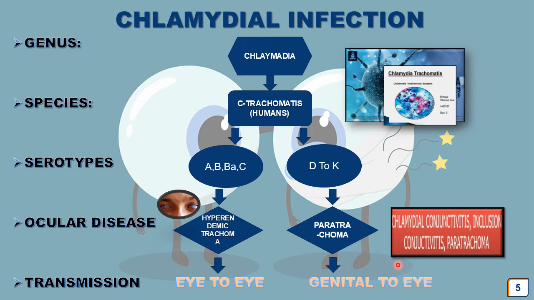It means that it is an ocular genital infection. In this transmission, there will be inflammation of the urethra, which is called urethritis, and this urethritis is because of chlamydia, and chlamydia is the most common cause of non-gonococcal urethritis.